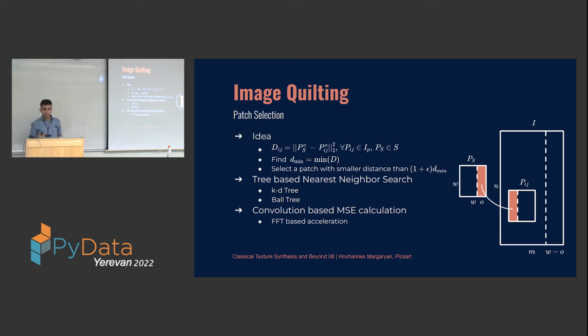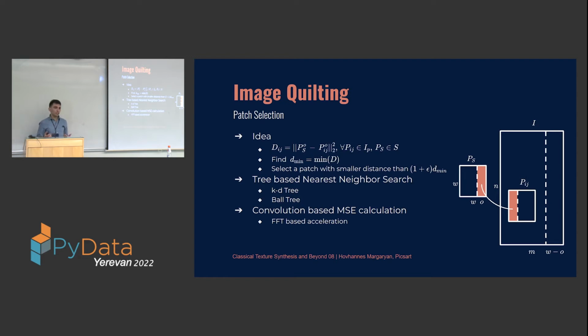So the goal of the patch selection is the following. We are given some patch, and the goal is to find the distance between the patch and every patch of the given input texture. For that purpose, we define a matrix D where each element is the MSE between the given patch and every patch of the given input texture. Then we find the minimum distance from the computed matrix D and uniformly select a patch from the set of input patches that has smaller distance than the expression that is provided on the slides.